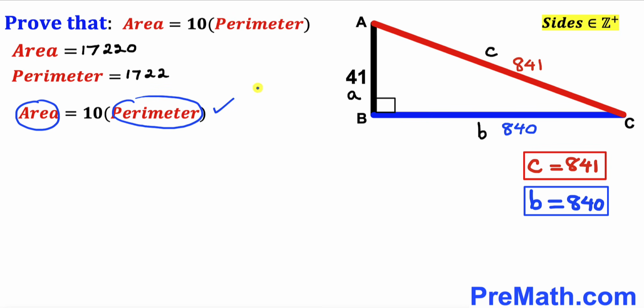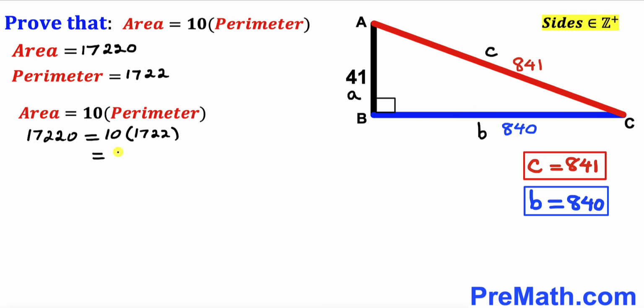Now we are going to substitute the area and the perimeter values in this equation to see whether this statement is true. We know area is 17,220 equals 10 times 1722. If we multiply the right hand side, that gives us 17,220, and the left hand side is 17,220 as well. So we can see that this statement is valid, since the left hand side is indeed equal to the right hand side. Thus we have proven that the area of this triangle is 10 times the perimeter of this triangle. That's our final answer.